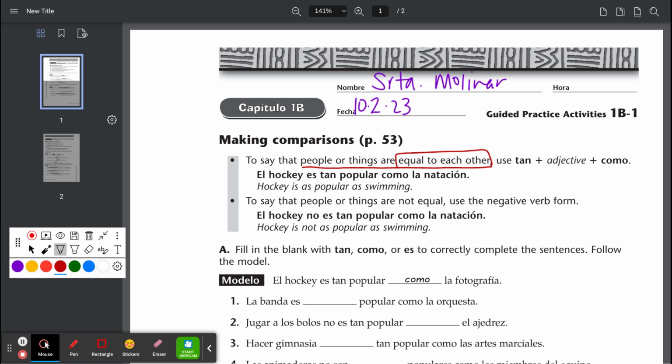All right, so to say that people or things are equal to each other, we're going to use the word tan plus the adjective plus the word como. So tan is used only with adjectives. And if you don't remember what an adjective is, a describing word used to describe.